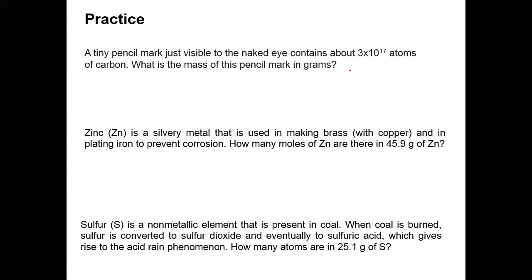What we have is the number of atoms of the pencil mark. That's it. This is what is given. We need to find the mass of this amount of atoms of carbon. So this is what we need to find out.